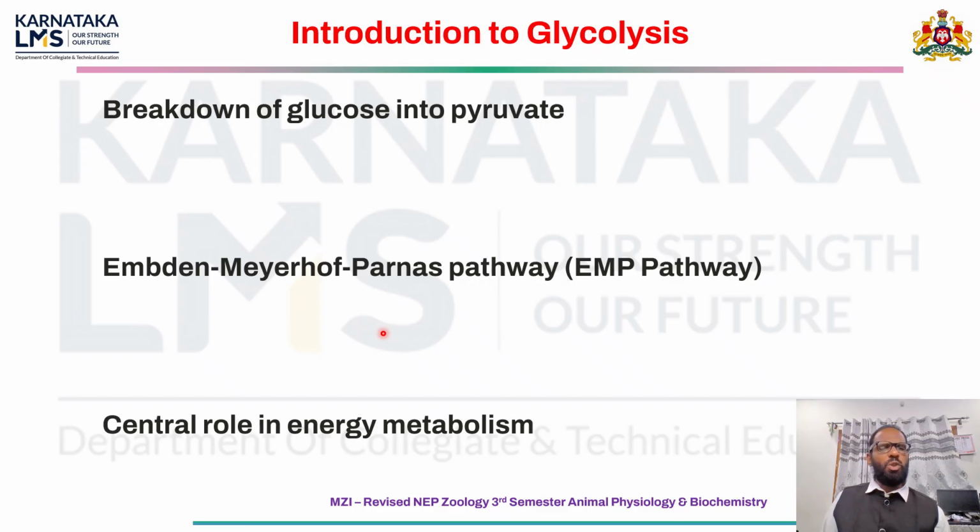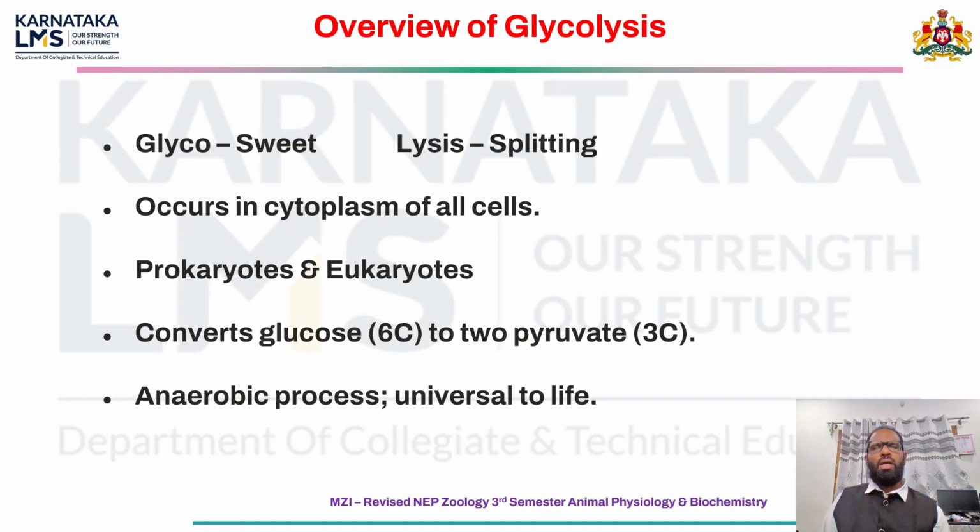As I have already told you, glycolysis is not only present in anaerobic organisms, it is also present in aerobic organisms. Why? Because this is a very ancient pathway. This pathway evolved before the evolution of oxygen in the atmosphere, and that's why this pathway is universal for all organisms. Glycolysis is possible in aerobic as well as anaerobic organisms.